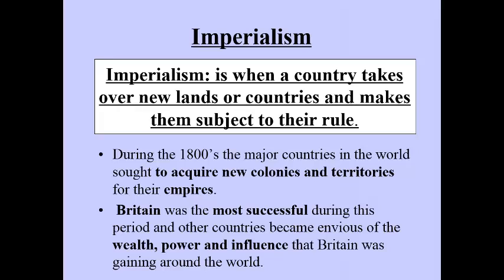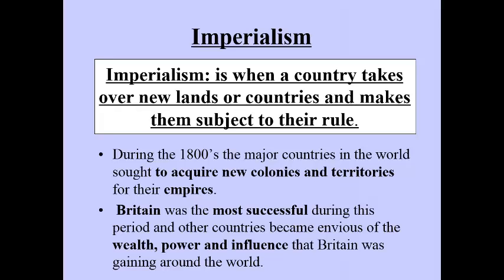You saw countries, especially European countries, going elsewhere in the world, going to Africa and Southeast Asia to expand their empires, to take over new colonies and territories, and to make their empires bigger. Now, Britain was the most successful during this period, and other countries became envious of their wealth, power, and influence. And again, during the 1800s, if you had a big empire, it made you a more powerful country. Again, thinking back to what we were saying about militarism, how having a big military makes you powerful, the prestige of having a big empire worked in much the same way.